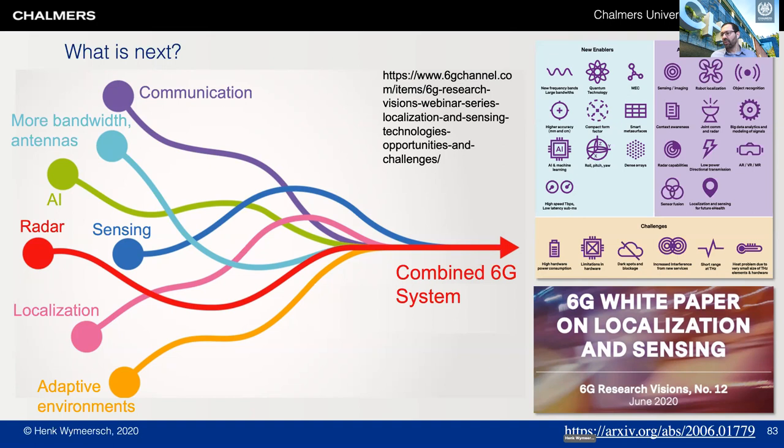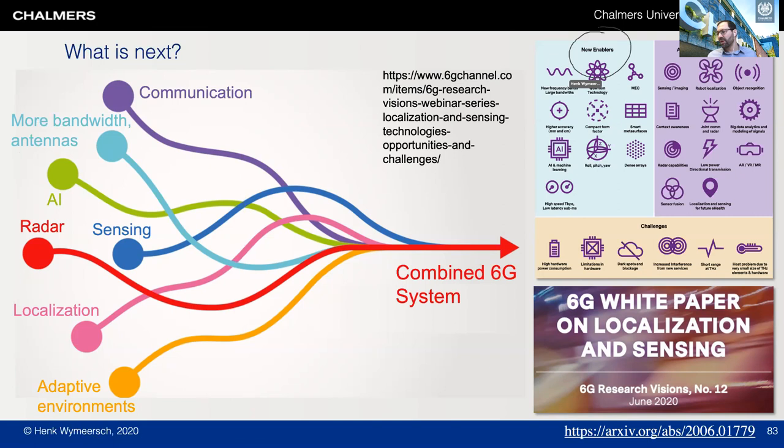Right, and then my takeaway is that it will combine many things. It will combine communication using more antennas, the use of artificial intelligence. You will be able to do radar and sensing, localization, you will adapt the environments, and all of this will be combined in this 6G system, which will enable new applications, and there's a bunch of them shown there.